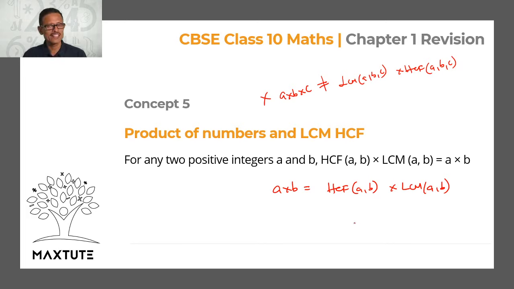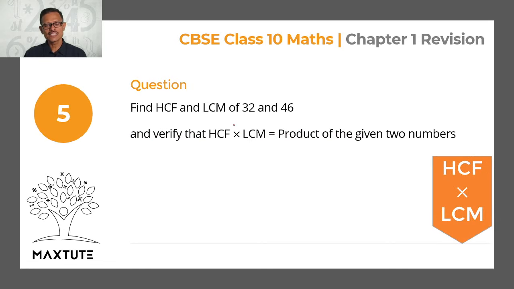Let's take a question as it appeared in one of these papers that we had combed through. Here it is: find the HCF of these two numbers, 32 and 46. Step 2, you need to verify that the product of the LCM and HCF of these two numbers is the same as the product of these two numbers. Let's start by prime factorizing 32. It's a very easy number to prime factorize. 32 is equal to 2 raised to the power of 5. 46 is equal to 2 times 23. That's again a very easy number to prime factorize.